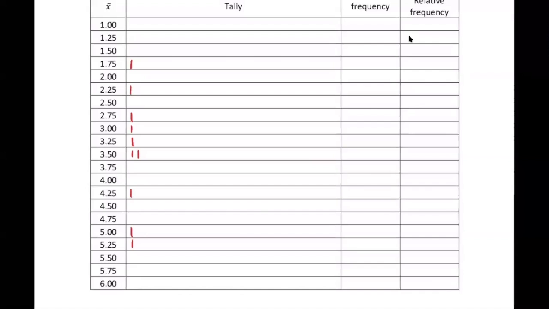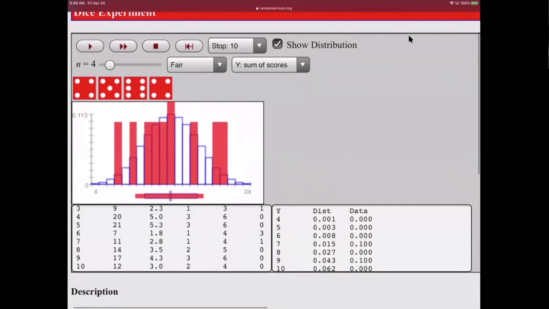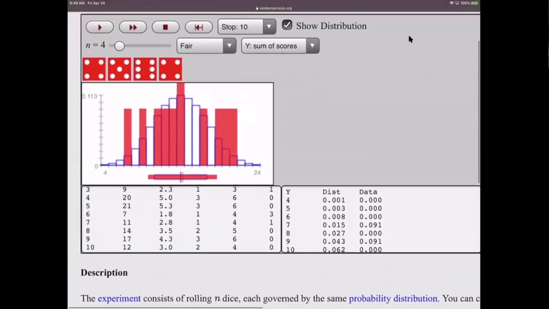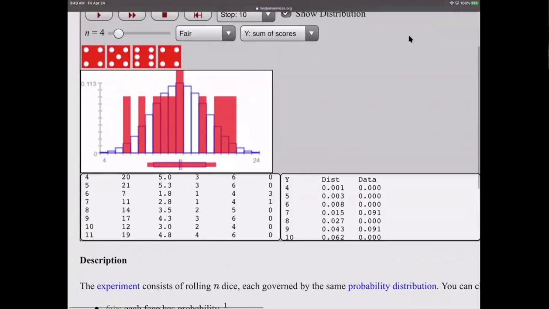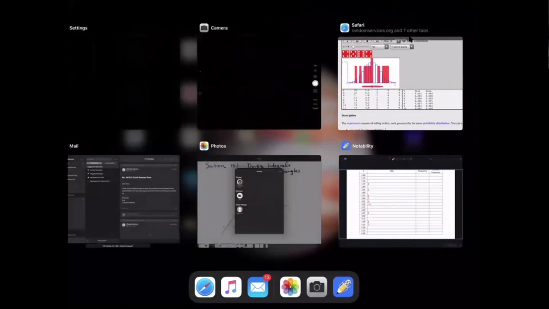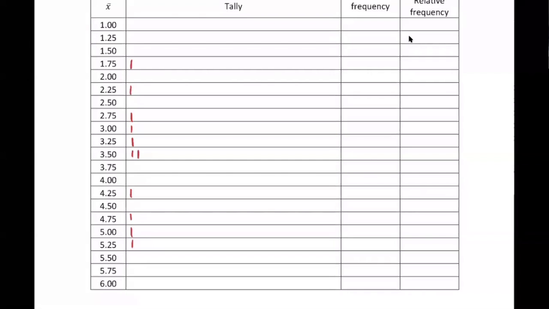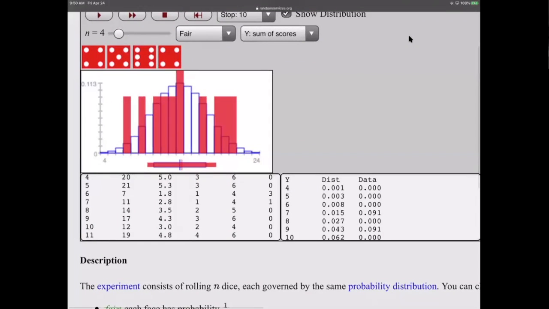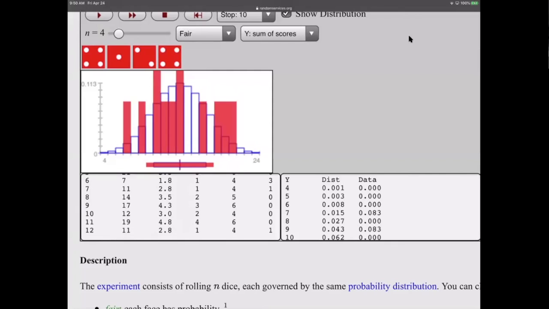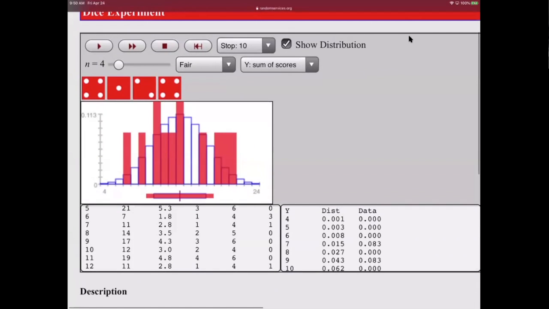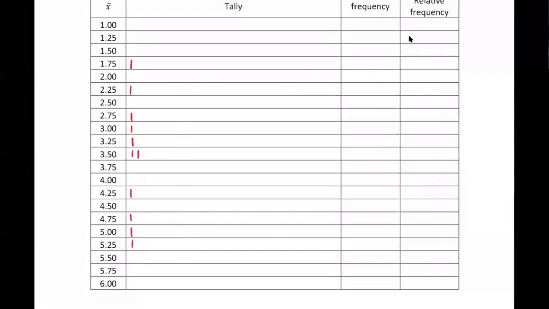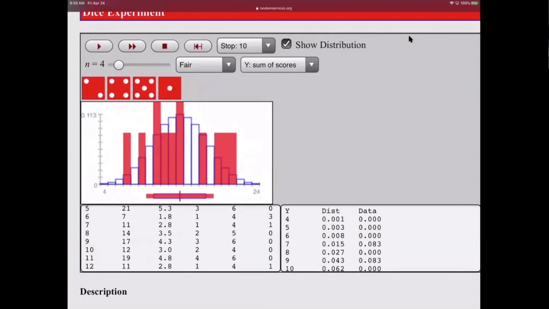Okay, run it again. Next one is, oops, it's not scrolling. Here we go. 4.8. That's actually 4.75. Do it again. Okay, this one's a 2.8. 2.75 actually. Okay, run it again. This one's a 3.0.